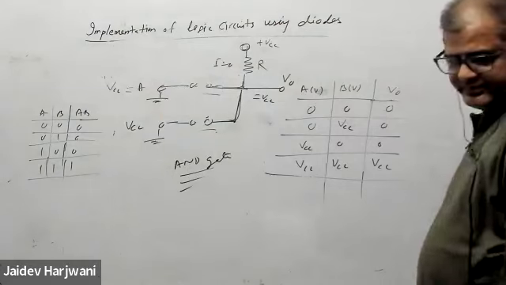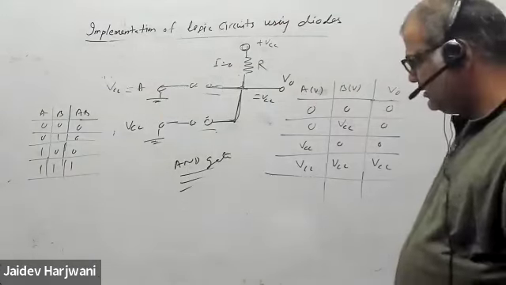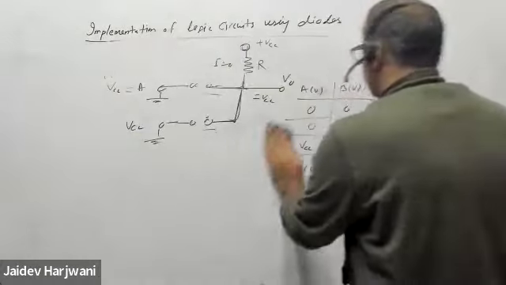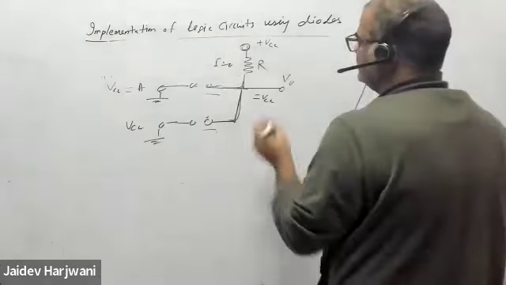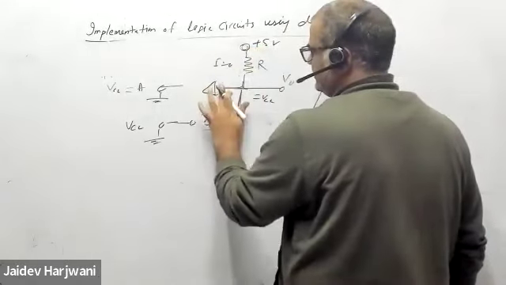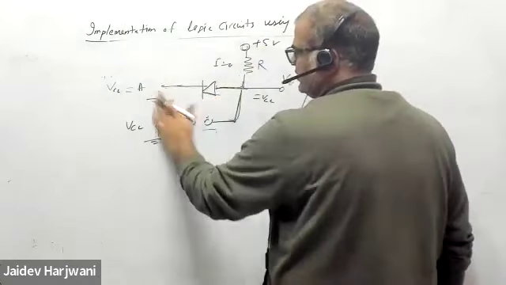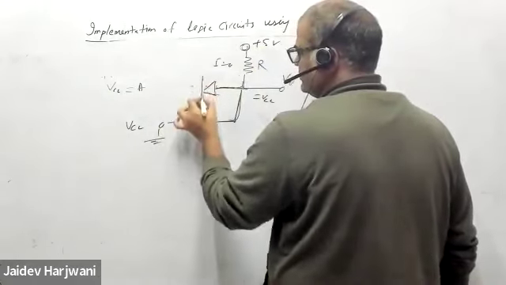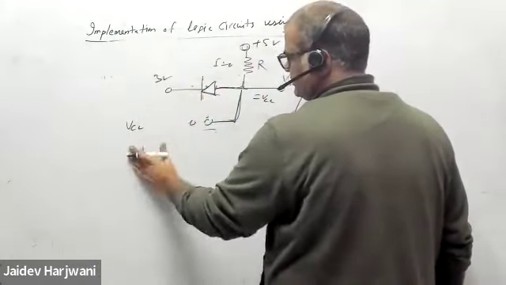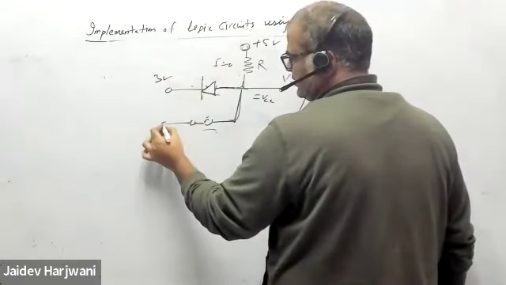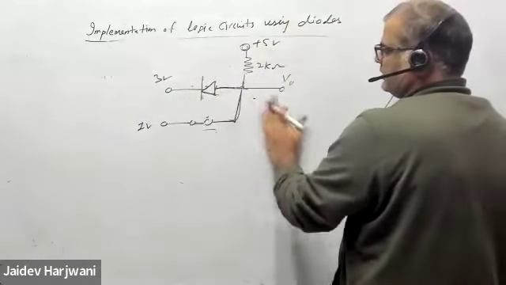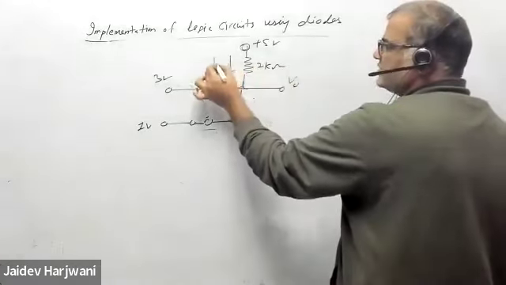Now let us do one problem. Let us put it like this. Say this is my 5 volt. Here a diode is there. This diode is here, and here you have a 3 volt. Here you have, say, 1 volt. Here you have a 2 kilo ohm resistance. You have to tell me how much current is flowing through the circuit.